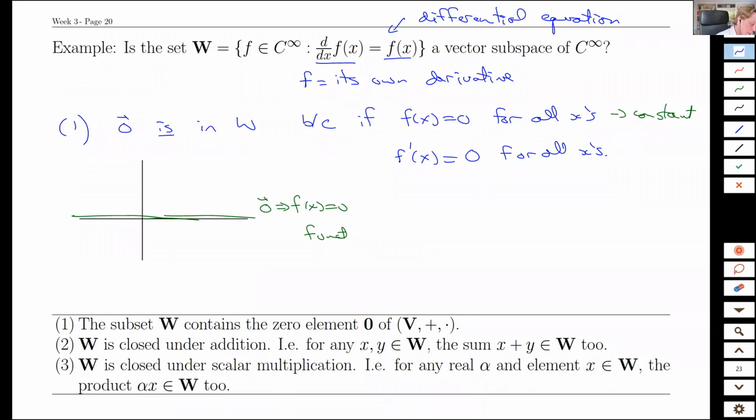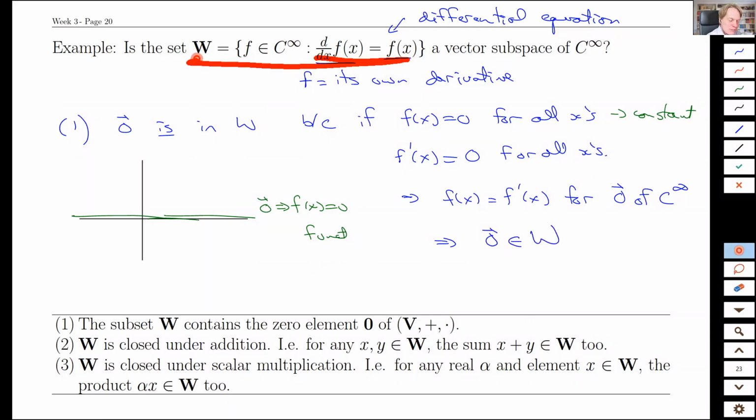Oh, okay, well, that means that f of x equals f prime of x for the zero element of C infinity, which means that the zero vector satisfies our criteria, and so it's in this nifty little set W. Okay, so the zero vector's in there. Let's go down the list.